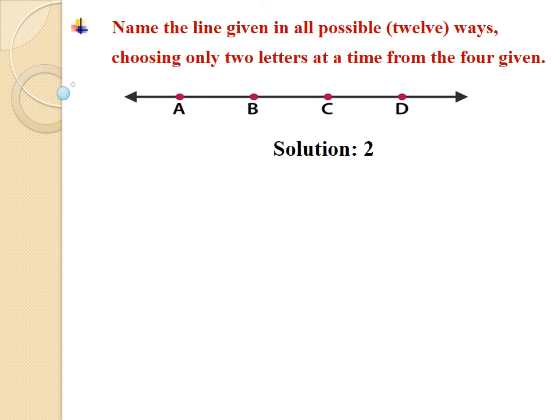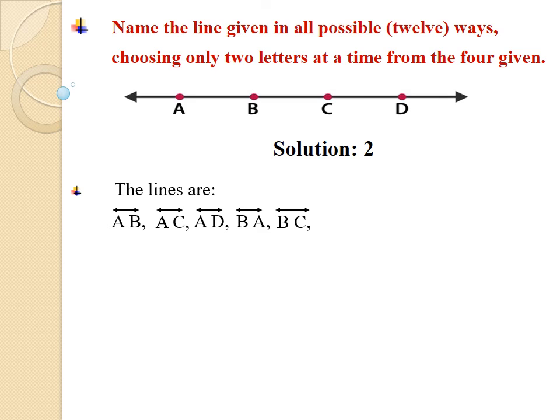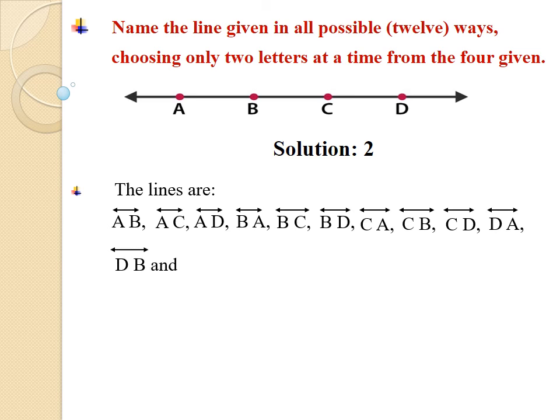Thus, 12 possible lines are line AB, line AC, line AD, line BA, line BC, line BD, line CA, line CB, line CD, line DA, line DB and line DC.